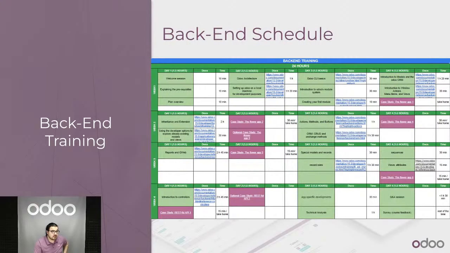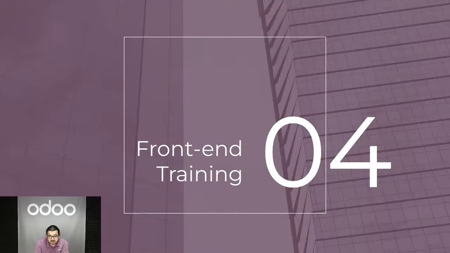This is an example schedule. There is a slight flexibility in the schedule. The topics don't have to match the days exactly as they are. But as you can see, it all starts with a plan overview and Odoo architecture, and then the topics get more and more advanced. And of course, towards the middle of the course, there are a lot of case studies. Some of them will be assigned to the participants to do at home at their own time, and some of them will be discussed during the sessions, depending on the complexity and the purpose behind each case study. And that's it for the back-end program.